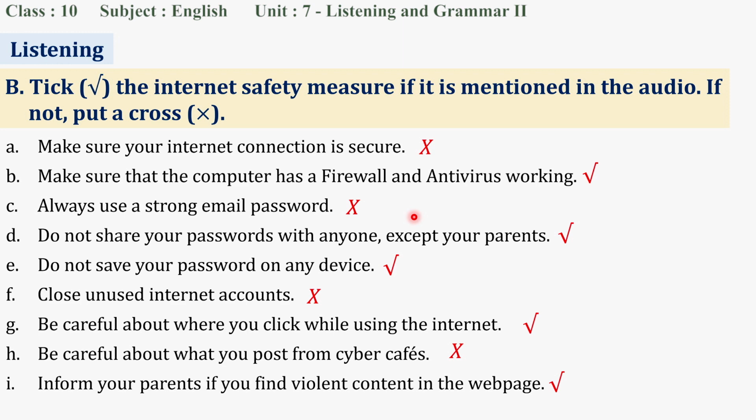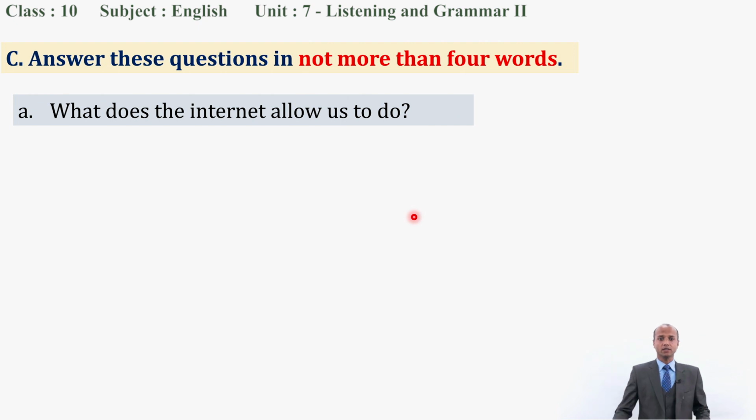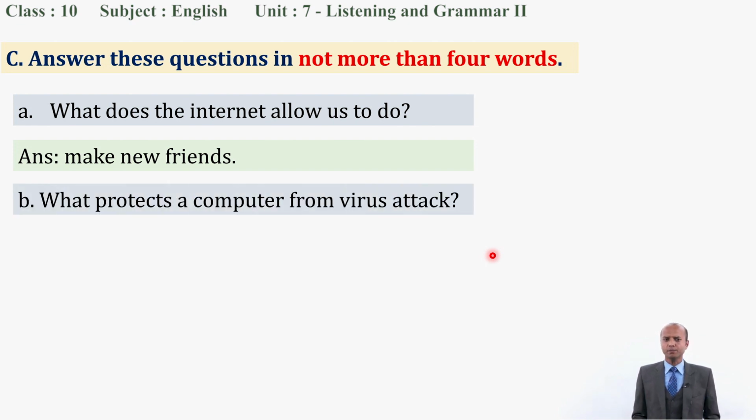Good. Let's share the answers to the questions in C. A. What does the internet allow us to do? What answer have you written, dear students? Somebody said it correctly. Very good. Make new friends. Wow, that's wonderful. Okay, students, thank you very much for the correct answer in A. Let's see the question in B. What protects a computer from virus attack? What answer have you written? Did you say antivirus? Good. There is one more thing as well, okay?